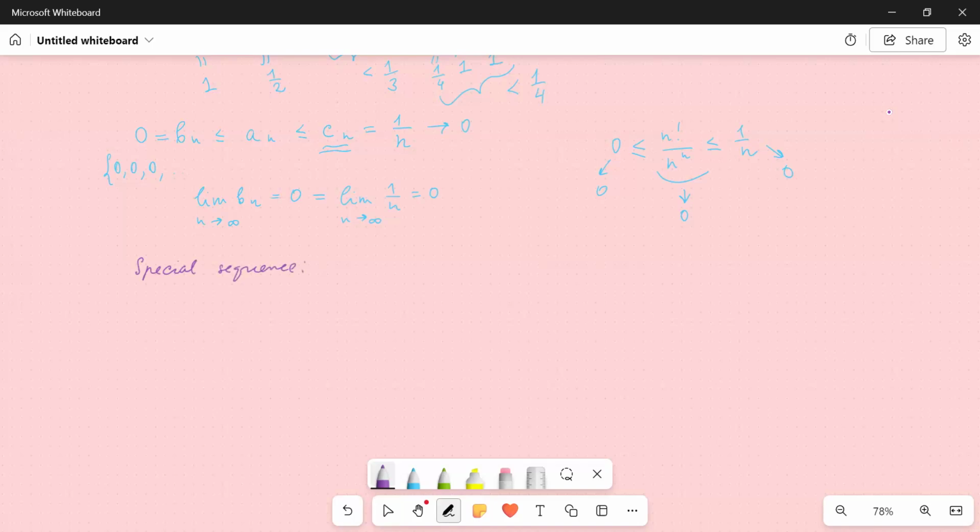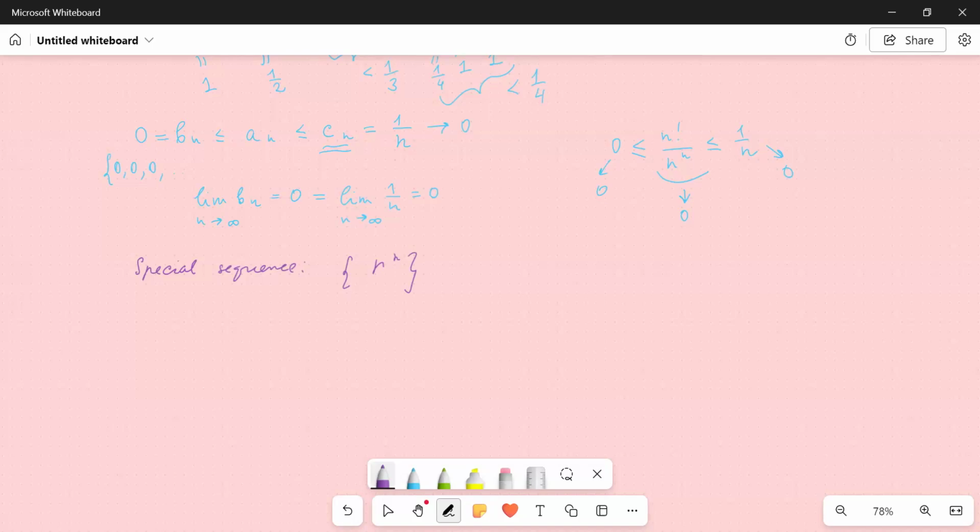A sequence of r to the power of n. What is r? R is going to be any real number. N is just a natural number. You can consider it starting with 0 or starting with 1, depending on what you like. And we want to investigate how this sequence behaves depending on r. I'm going to start with considering different r's.